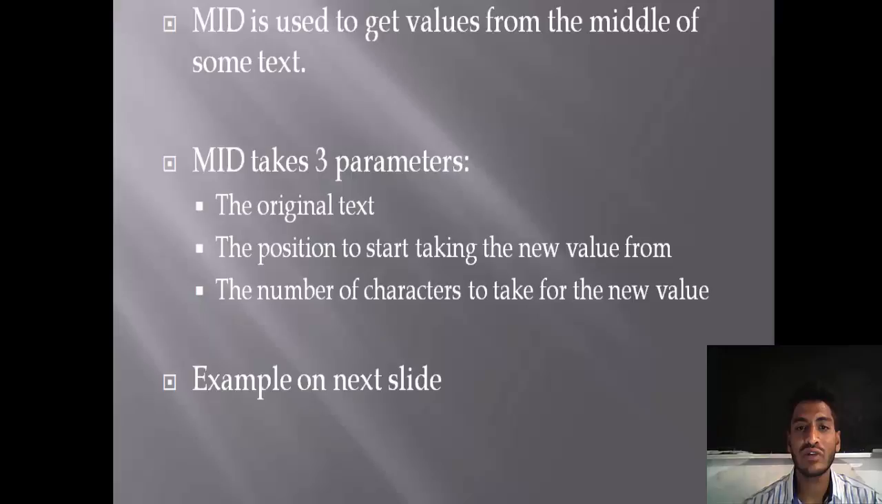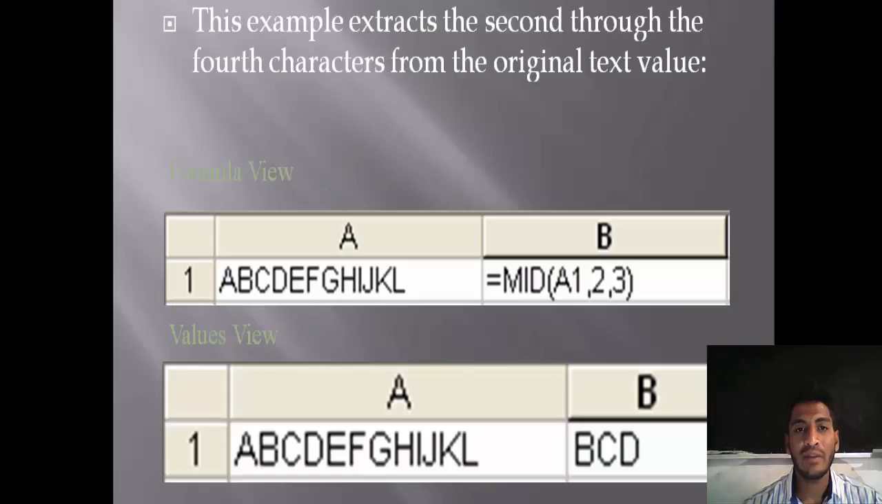Mid is used to get values from the middle of the text. Mid takes three parameters: the original text, the position to start taking the new value from, and the number of characters to take for the new value. Example: mid text, start position, number of characters. This example extracts the second through the fourth character from the original text. Formula view, values view.